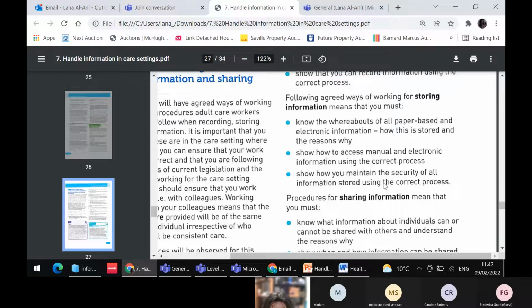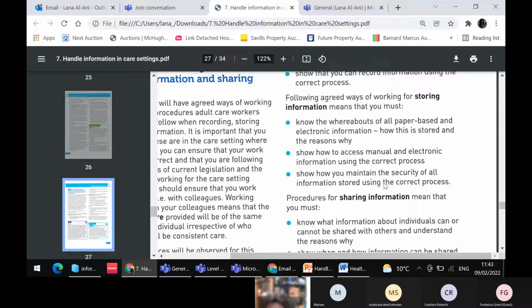So to store the information, as a person who works in care, I always make sure I store the information securely because it's my responsibility. If the information is paper-based, I make sure to put it in the right cupboard and lock the keys after I use it and give it back to my manager.